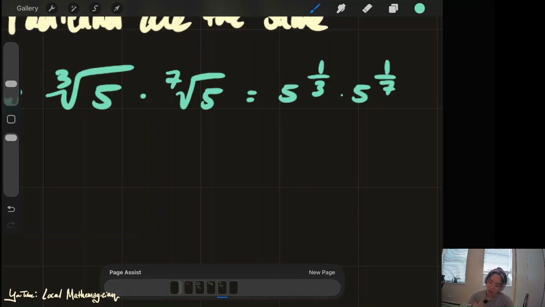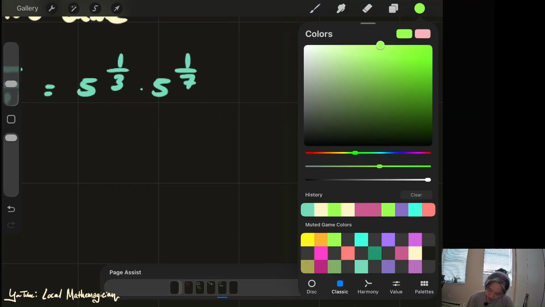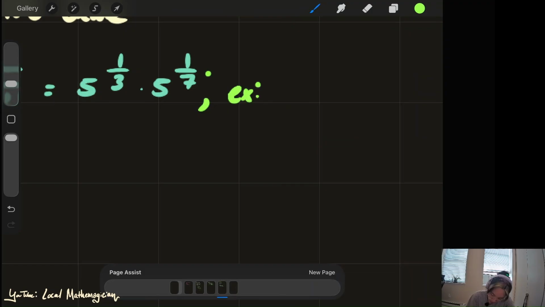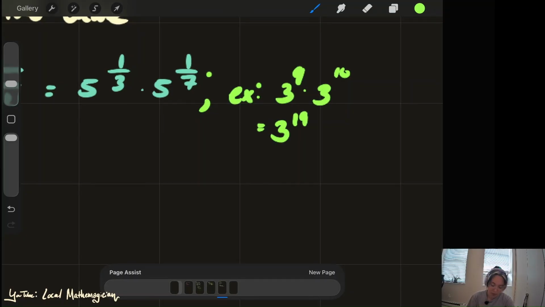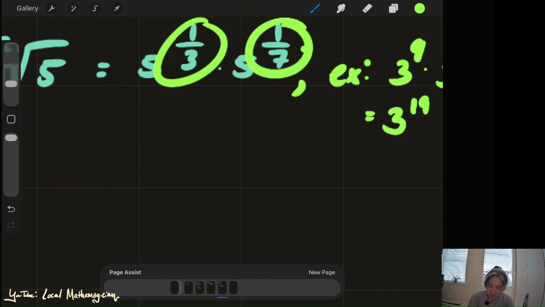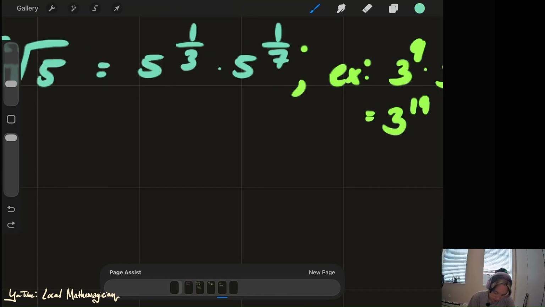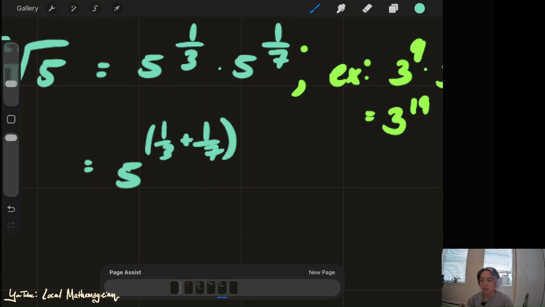Okay. What do you do when you're multiplying things with the same base? Take a quick detour. Let's say we have 3 to the 9th times 3 to the 10th. You can just add them, right? If you cannot explain to me why it works, please review your exponents, okay? This gives you 3 to the 19th. So similarly, we just add: 5 to the 1/3 plus 1/7. And then simplify, okay? I expect you to be able to simplify this.